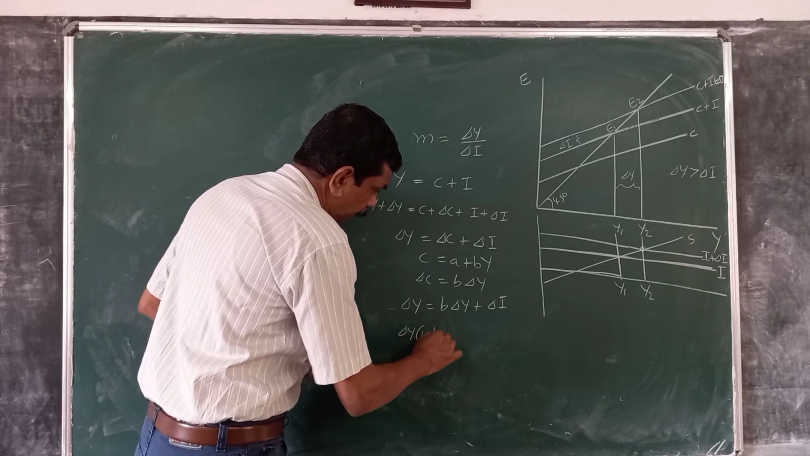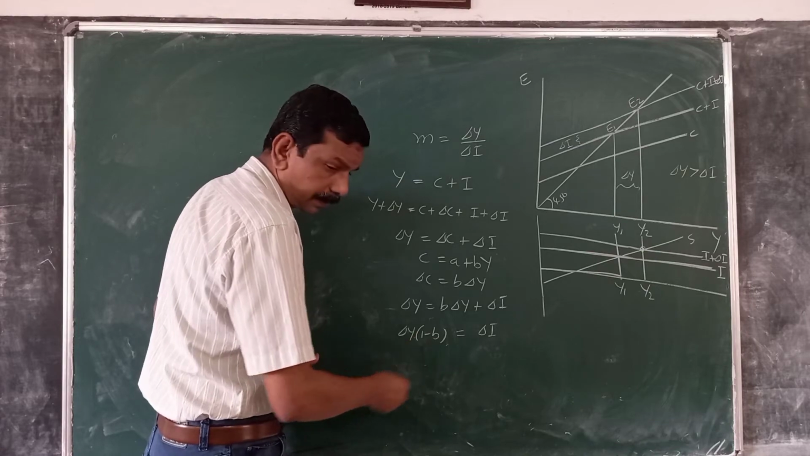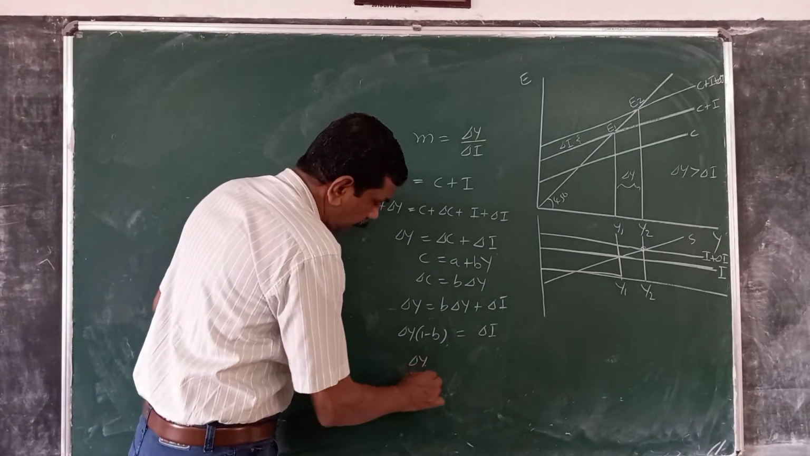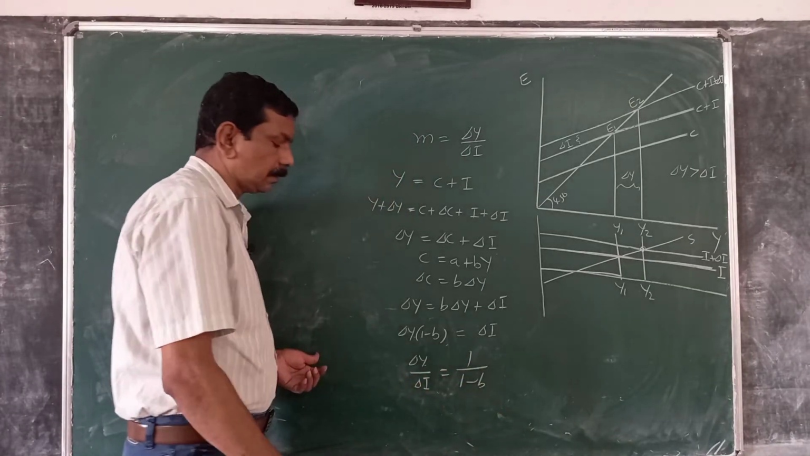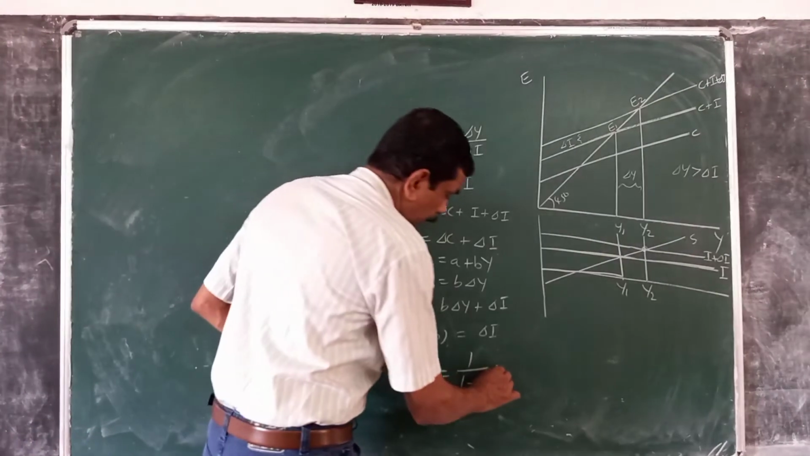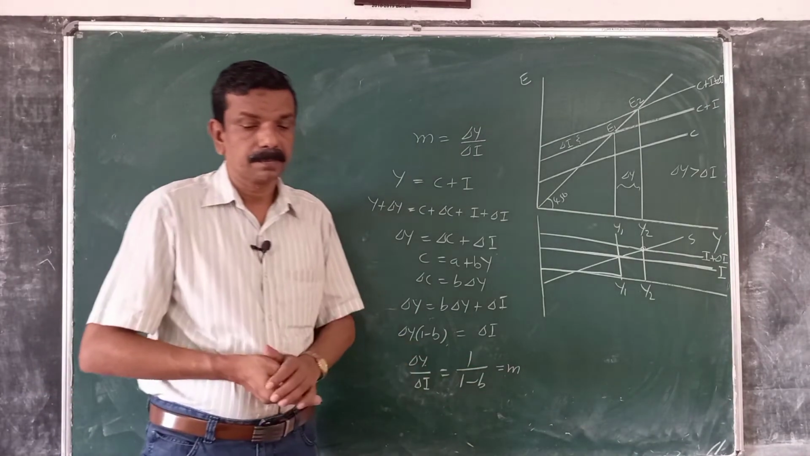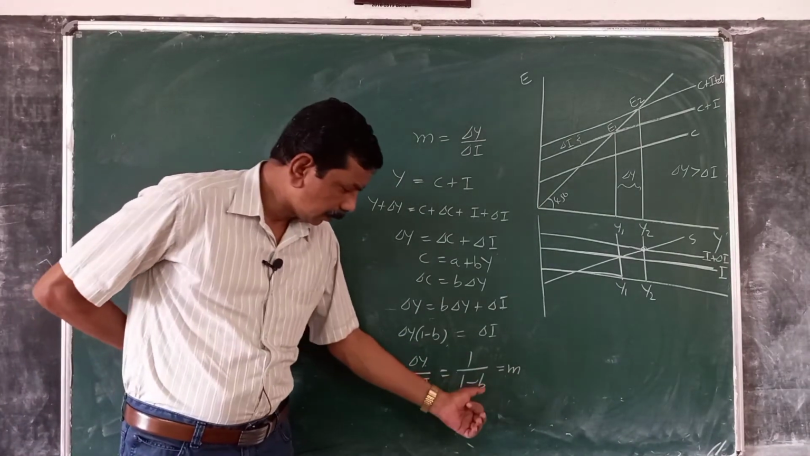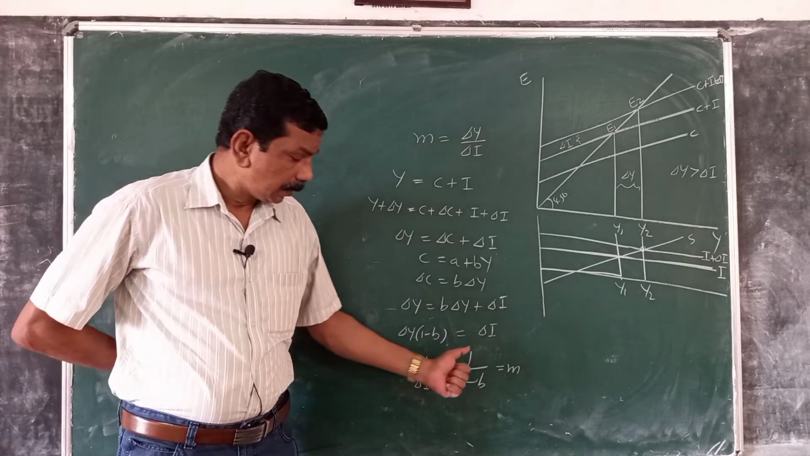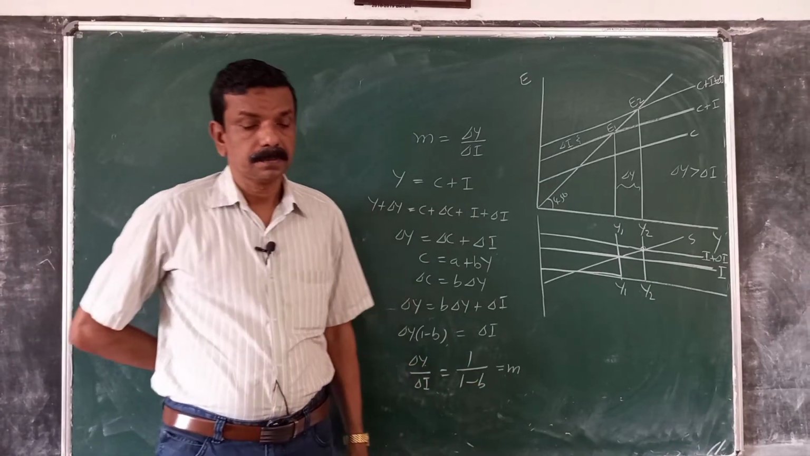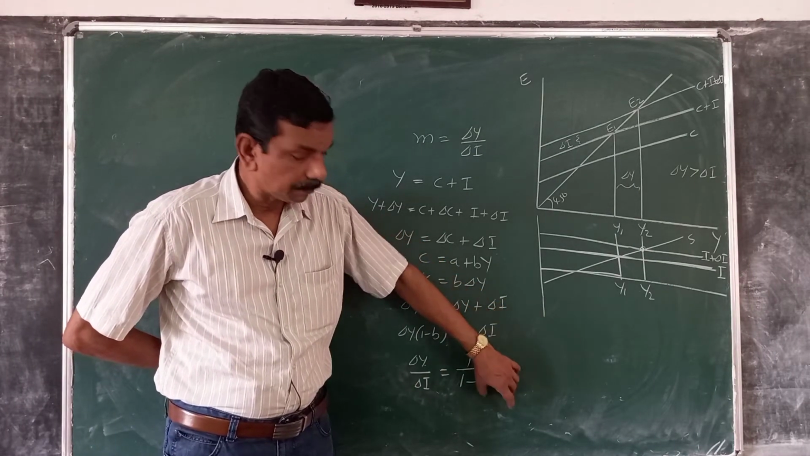Delta Y into 1 minus b is equal to delta I, or we can write delta Y by delta I as equal to 1 by 1 minus b, which is nothing but M. So the multiplier is 1 by 1 minus b, and b is the marginal propensity to consume, as we have defined earlier. So the value of the multiplier depends on MPC, or we can say the multiplier is the reciprocal of 1 minus MPC.